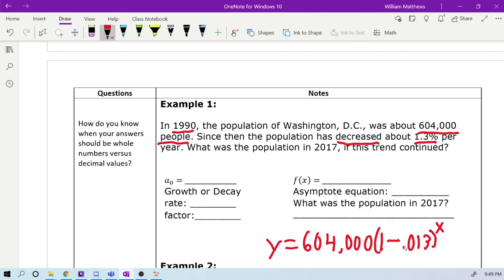So if we were to fill this out as we go, our initial value, as we stated, was 604,000. This is a decay as we are decreasing. Our rate was 1.3%, which means that our factor is now going to be 1 minus 0.013. Let's make sure I do this correct. Look at that, nice and easy. So our factor is 0.987.